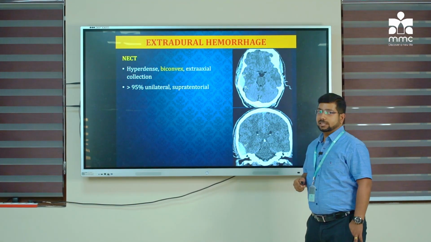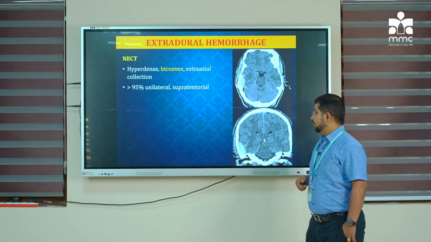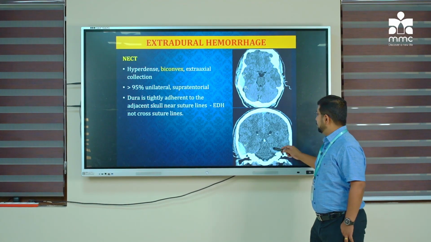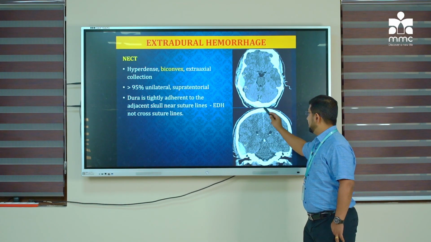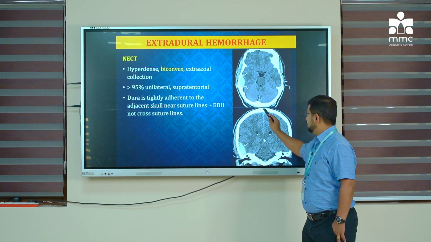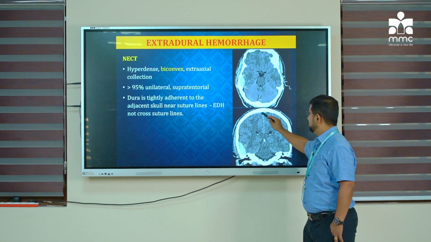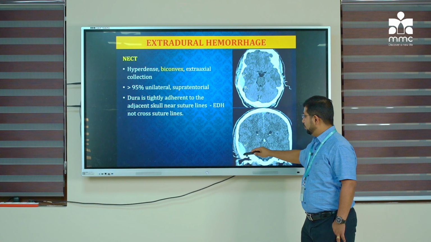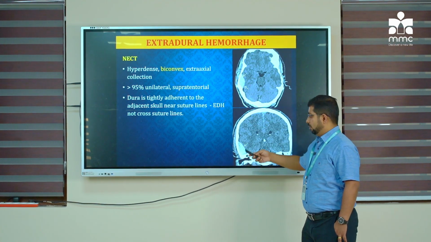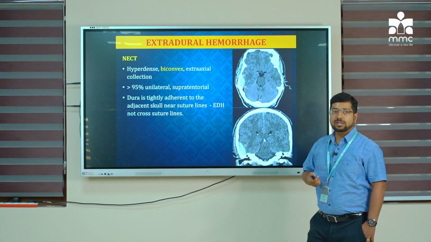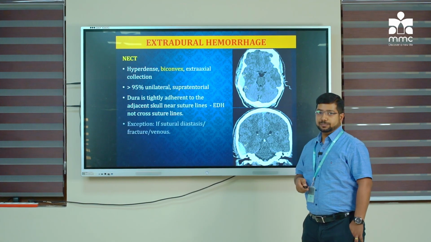95% of the cases will be unilateral and supratentorial, and the dura is tightly adherent to the skull near suture lines. You know the dura mater, we have the suture lines of the parietal bones here. The periosteal layer will be attached to the dura here in the parietal and parieto-temporal suture area. For example, we have the temporal bone here, and somewhere here the parietal bone is starting, so the dura is attached here. A hemorrhage occurring over here will usually not cross the suture line. When it does not cross the suture line and it is biconvex, then we say that it is an extradural hemorrhage.